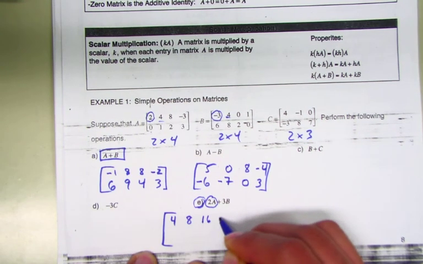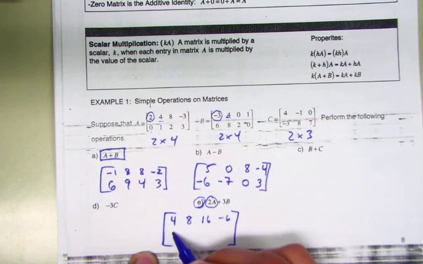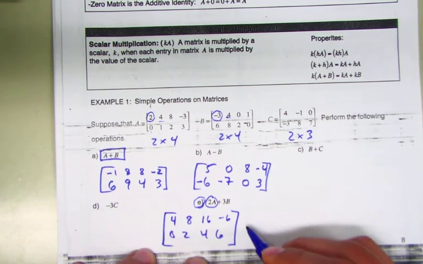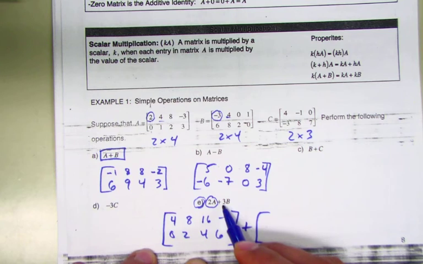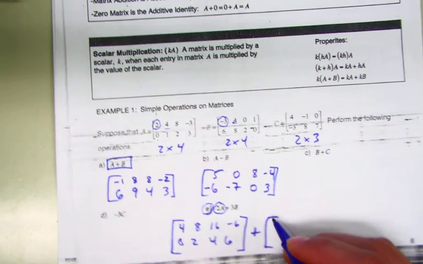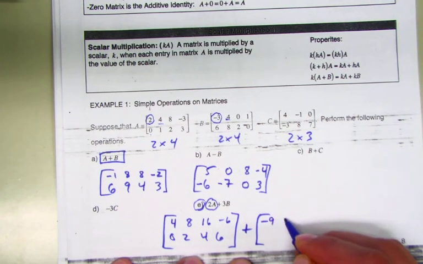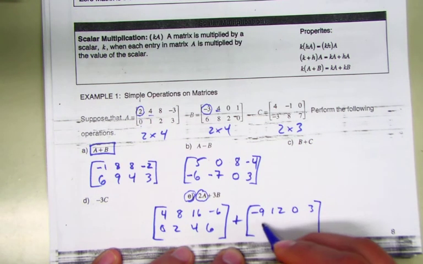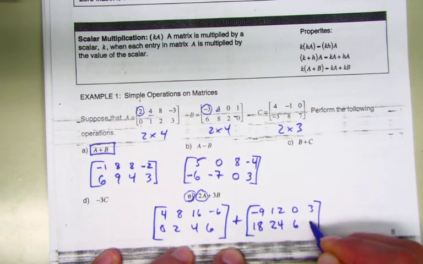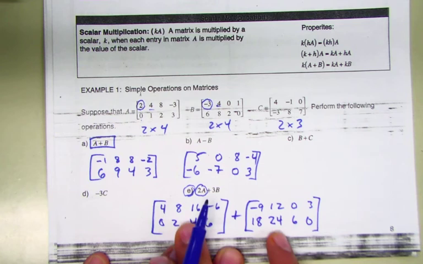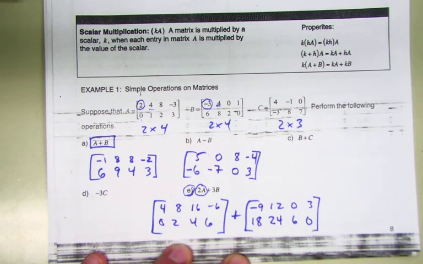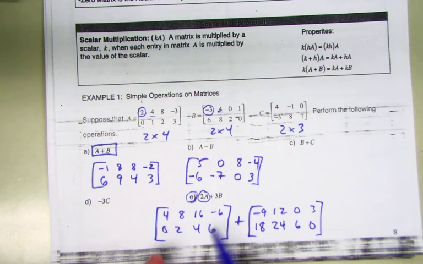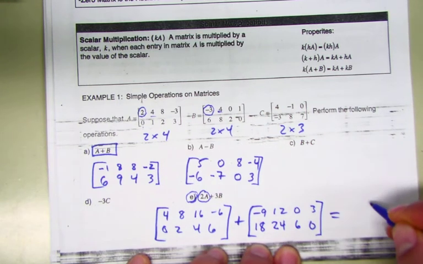4, 8, 16, -6, 0, 2, 4, 6, plus, and now we're going to triple B, so that's -9, 12, 0, and 3, 18, 24, 6, and 0. You guys see where we're getting those two? Okay, and now you can add them. Remember, it's kind of like order of operations. You got to multiply these little numbers through first, and then you can add everything up. Okay, so your final answer.